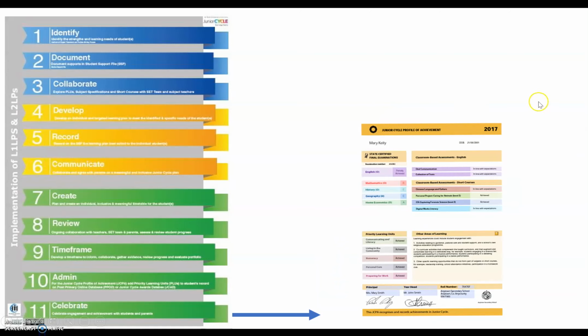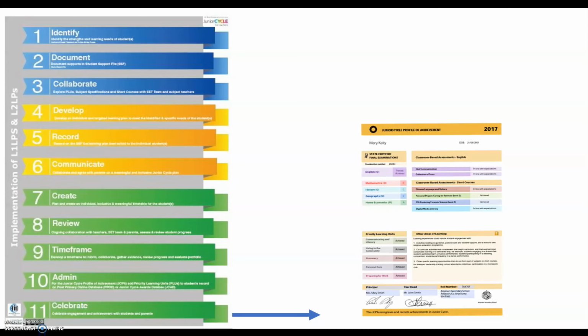Step 11. The final step of our poster, Celebrate. This is one of our favourite parts of working with the Level 1 and the Level 2 learning programmes. The sense of achievement from students and parents is incredible when they receive their junior cycle profile of achievement. The JCPA provides an opportunity to formally report on engagement and achievement of students in relation to priority learning units, short courses, other areas of learning and subjects where appropriate.